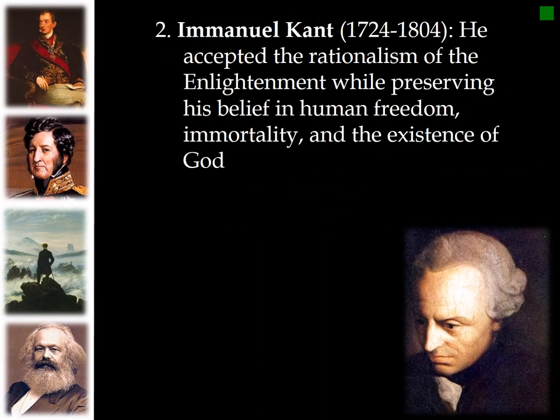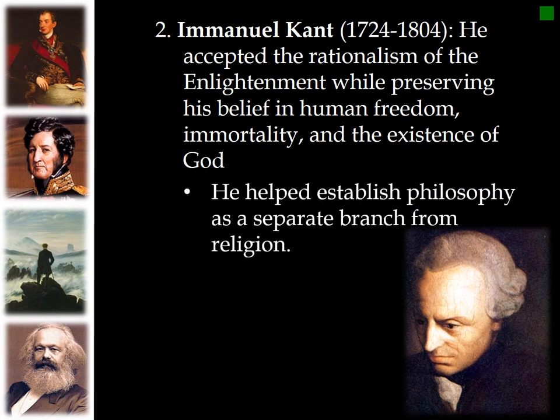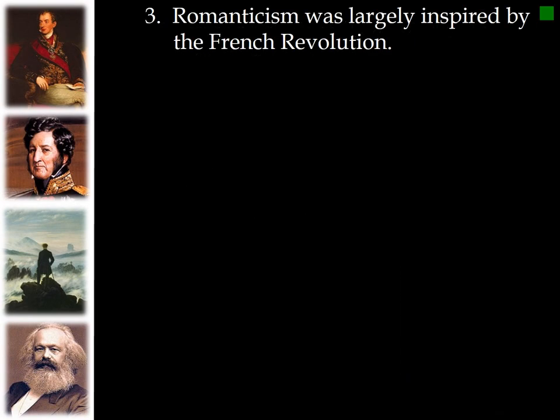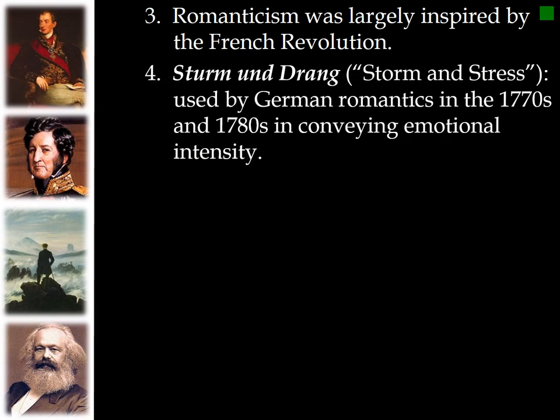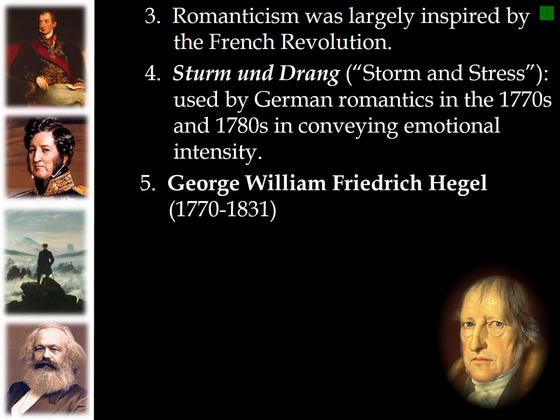Another philosophical forerunner was Immanuel Kant. He accepted the rationalism of the Enlightenment while also preserving his belief in human freedom, immortality, and the existence of God. He helped establish philosophy as a separate branch from religion. Romanticism was largely inspired by the French Revolution. Sturm und Drang, or storm and stress, used by German romantics in the 1770s and the 1780s in conveying emotional intensity, was a byproduct of this.